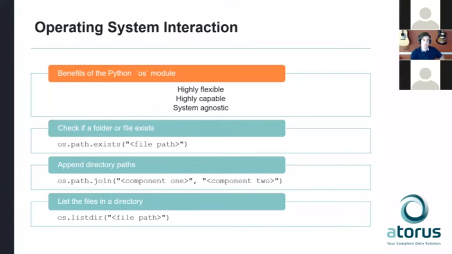So operating system interaction, I think, is one of the cooler parts of Python. It's one of the base parts of Python as well. The OS module is fairly powerful. It can do a lot of different things. We're going to touch on a few here, some of the more basic ones, but also, my favorite part about it is it's system agnostic.